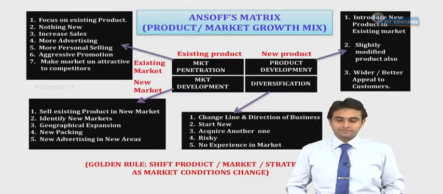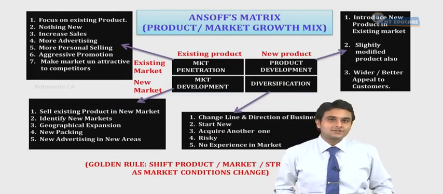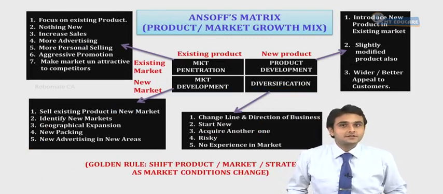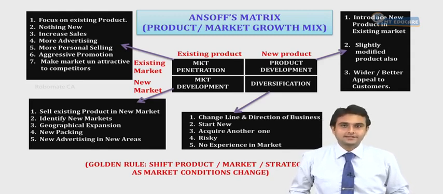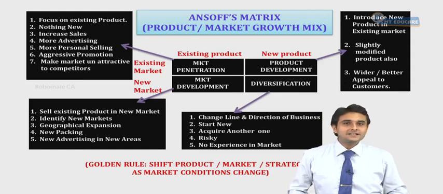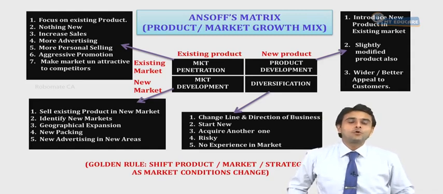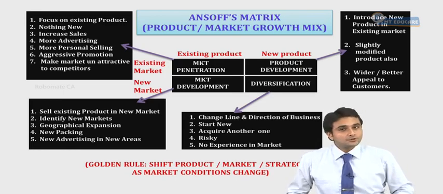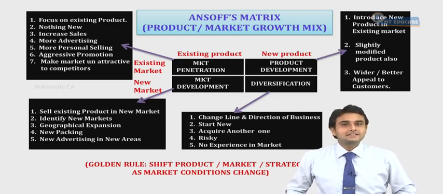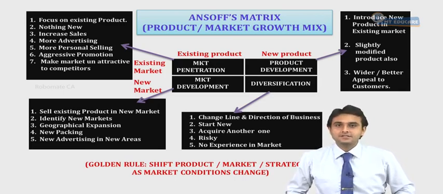Now the next matrix is given by Mr. Igor Ansoff, who is regarded as the father of strategic management, and he gave this matrix in the year 1957, several decades ago when there was hardly any competition or globalization as such. Now this is a very simple matrix which deals with 4 basic approaches to going ahead with business. I can sell my existing product in my existing market, which is called market penetration.